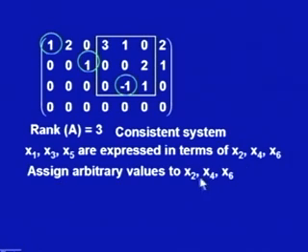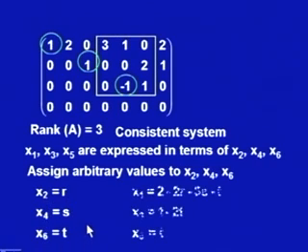So, we assign arbitrary values to these unknowns x2, x4, x6, and we can write x2 as r being arbitrary, x4 as s and x6 as t. So, we have assigned arbitrary values r, s and t to x2, x4, x6, and then the remaining unknowns x1, x3, x5 are expressed as x1 is equal to 2 minus 2r minus 3s minus t. From the first equation I am writing x1.